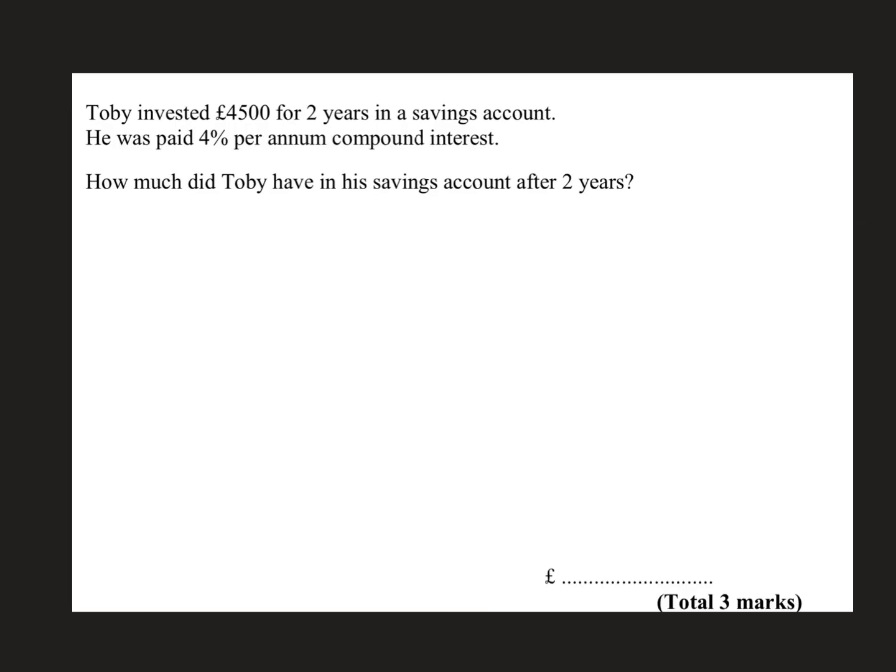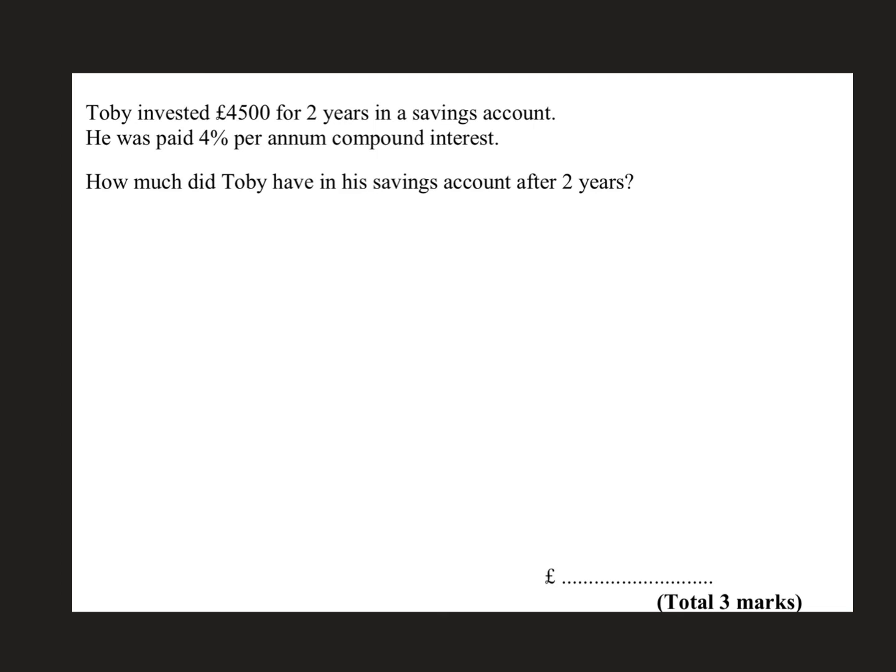Okay, so we have an exam question here for you to try. So it says Toby invests £4,500 for 2 years in a savings account. Remember, you only need 2 years this time. The last question had 3 years. He was paid 4% per annum compound interest, so he's getting 4% interest each year. And it says how much will he have in his savings account after 2 years. So you can go ahead and pause the video now and try this question yourself. And then once you feel that you've got through it confidently and you've answered it, then unpause the video and I'll work through it with you.